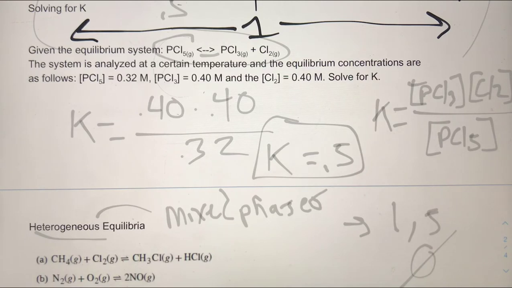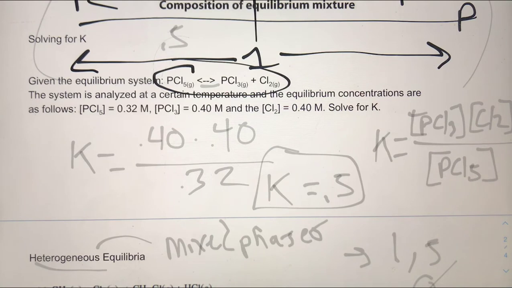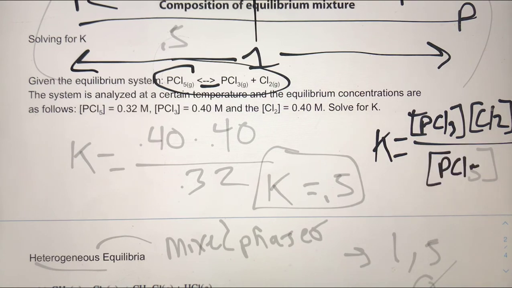Cool. Given the equilibrium system of this here. So there's my equation here, equilibrium, because you have that double-sided arrow. You're given concentrations, you can solve for K. So the first thing we need to do is write out our equilibrium expression. So K equals the concentration of PCl3 times Cl2 over PCl5. Now, again, if we had coefficients, we'd make them exponents. We don't have to do that. So it's pretty straightforward here. And then we're just going to solve for K.